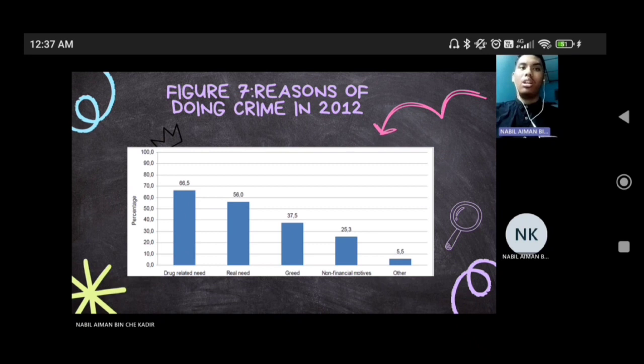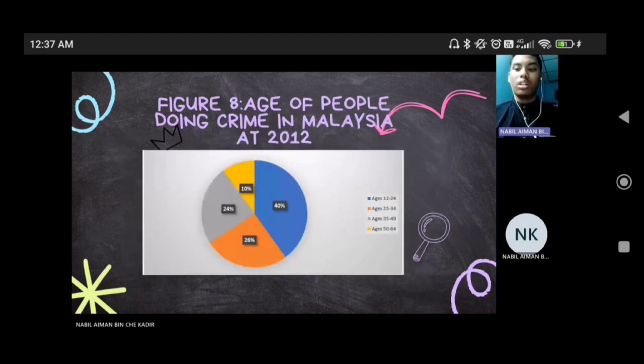Next is figure 8, which shows the age of people doing crime in Malaysia in 2012. The second graph, figure 8, is a pie chart about the age of people doing crime in Malaysia in 2012. The highest percentage of people doing crime is at age 12 to 24 years old at 40%, and the lowest is at age 50 to 64 years old at 10%.